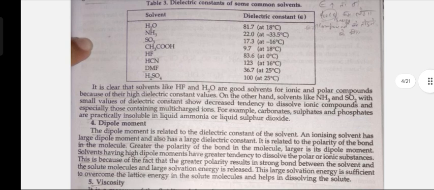It is clear from the table that HF, that is hydrogen fluoride, and H2O are good solvents for ionic and polar compounds because of their high dielectric constant values. On the other hand, solvents like liquid ammonia and sulfur dioxide, having small values of dielectric constant, show a decreased tendency to dissolve ionic compounds, especially those containing multi-charged ions. For example, carbonates, sulfates, and phosphates are practically insoluble in liquid ammonia or liquid sulfur dioxide.